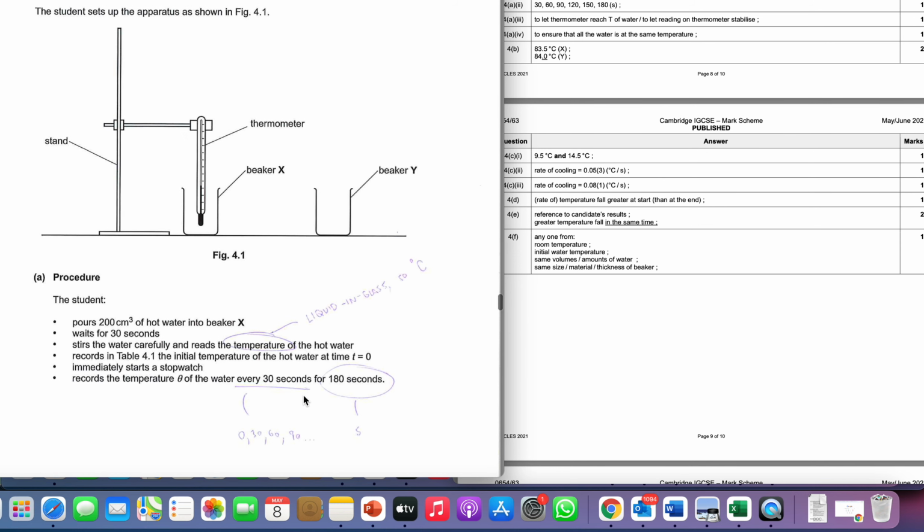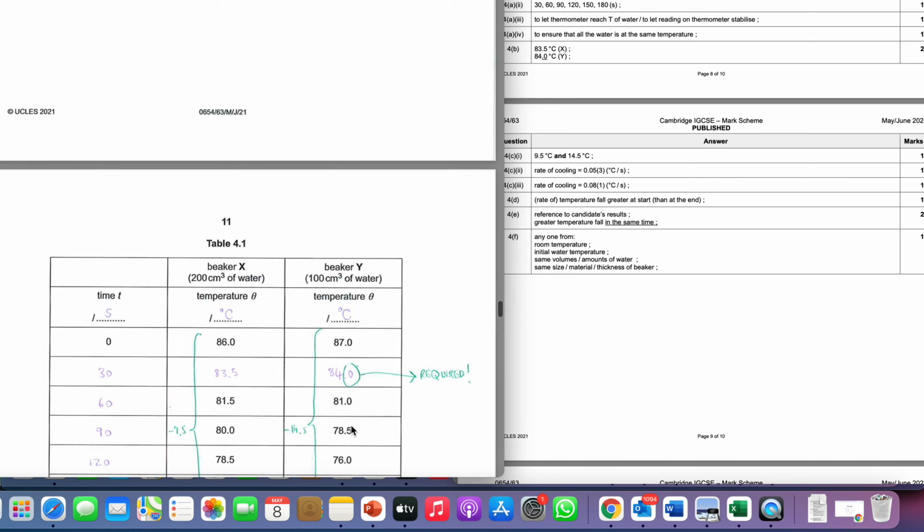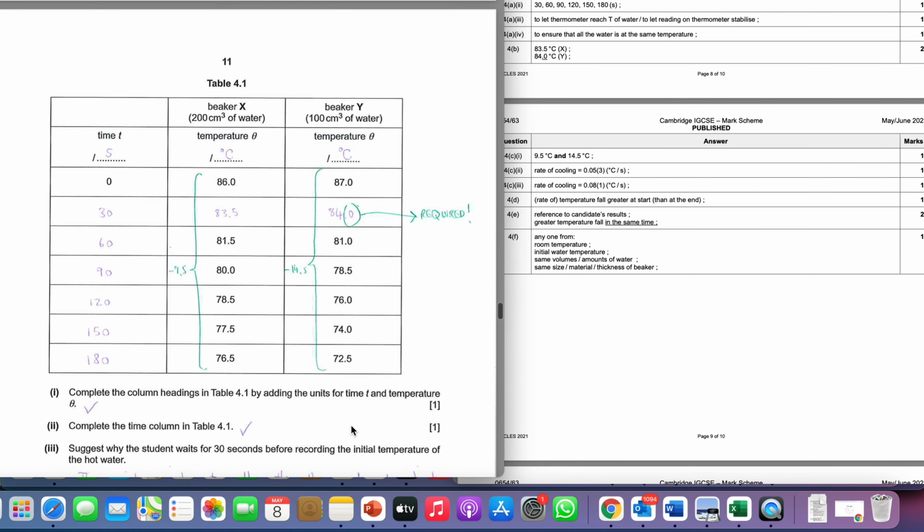We're told a method here, which hopefully you've read. You're told that we are going to pour the hot water into the beaker, stir it, and record the temperature every 30 seconds for 180 seconds. So we've got a table, with quite a lot of filling in to do.